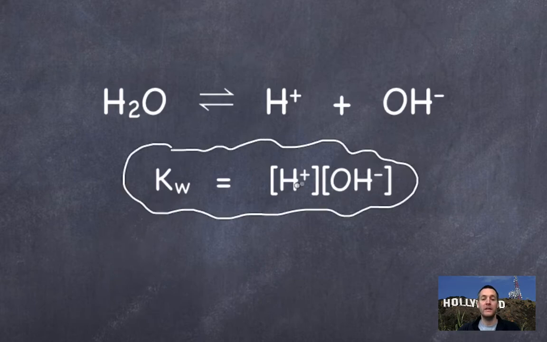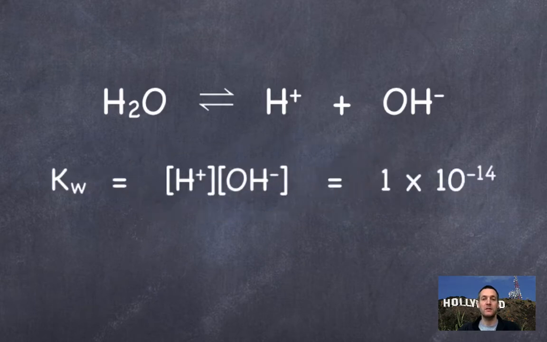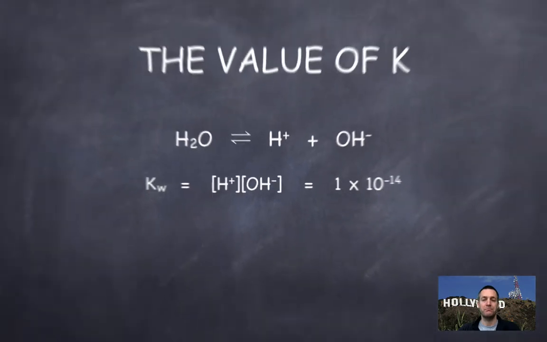And we can give this equilibrium constant, which is called Kw just because it's talking about water, a value, and that value is 1 times 10 to the minus 14, which is a very small number. This tallies with the fact that we know that hardly any of the water molecules split up into ions, because this product of these two concentrations is tiny.